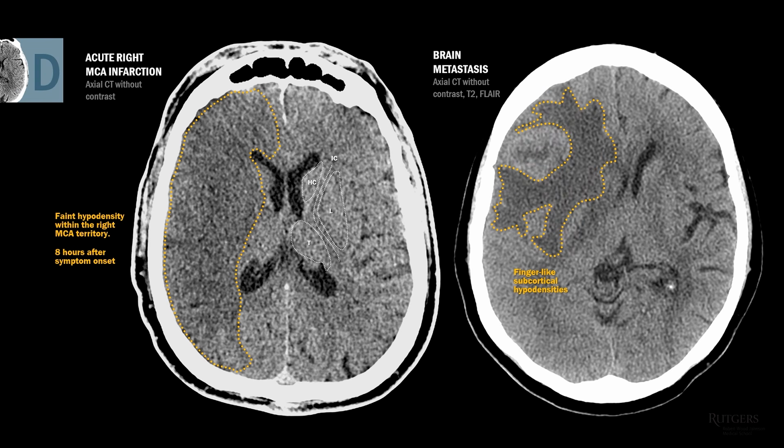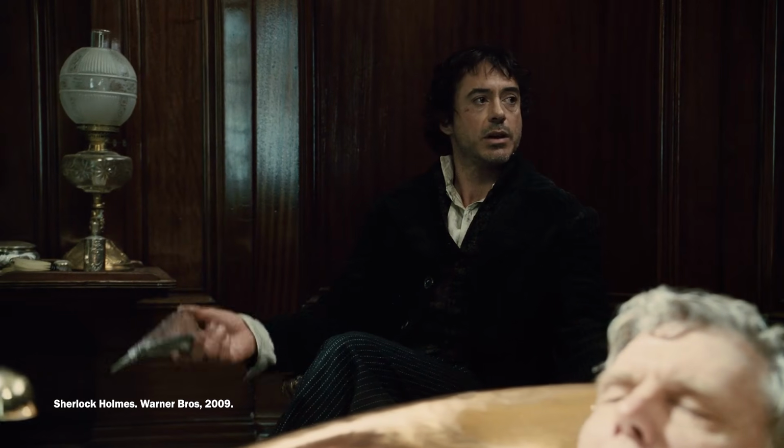Time to introduce the MRI. Data, I cannot make bricks without clay, as the famous fictional detective Sherlock Holmes would say.